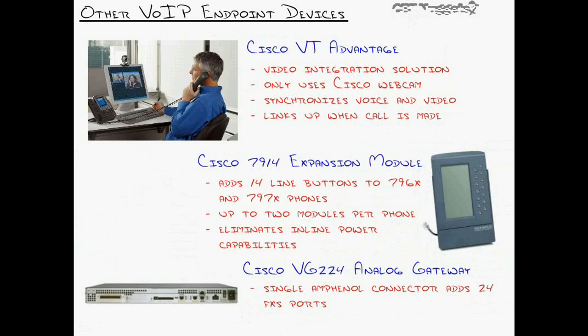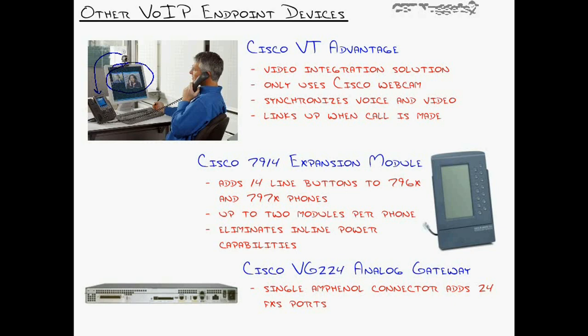Speaking of the VT Advantage, that is yet another endpoint device option that you can add onto your network, which grants you video telephony for any Cisco IP phone. What the VT Advantage does is synchronize with the IP phone that's sitting on the desk. So for example, I could have it linked up to this Cisco IP phone. When I make a call, it automatically detects if the other side supports video and automatically pops up the video on the screen, so I can make video calls without saying, oh, hang on, let me turn on my video and all that kind of stuff. It just automatically does it for you.